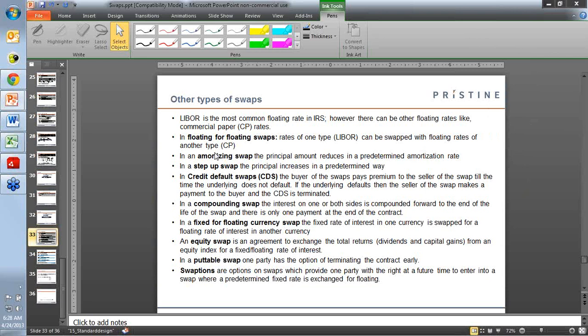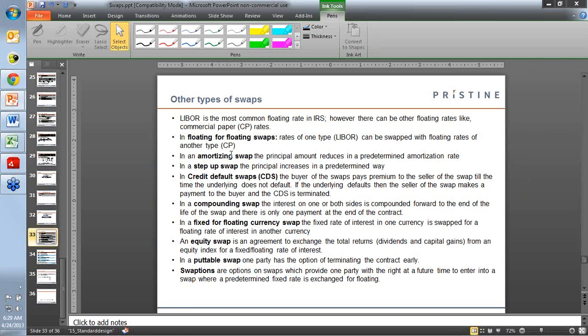Okay, then we have the amortizing swap. As you can get from the name itself, in the amortizing swap, the principal amount will reduce at a predetermined amortization rate. Next we have the step-up swap, where the principal increases in a predetermined way.